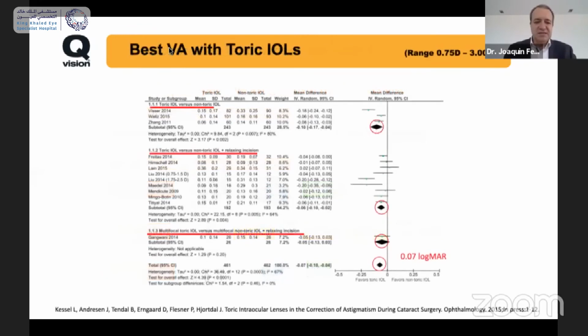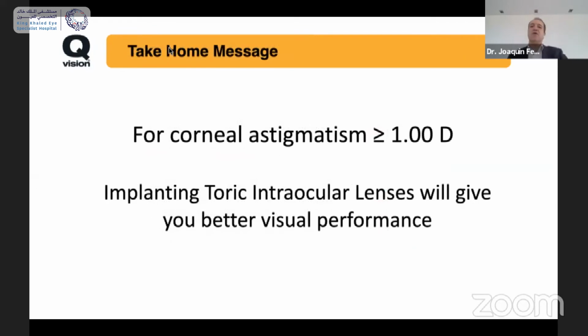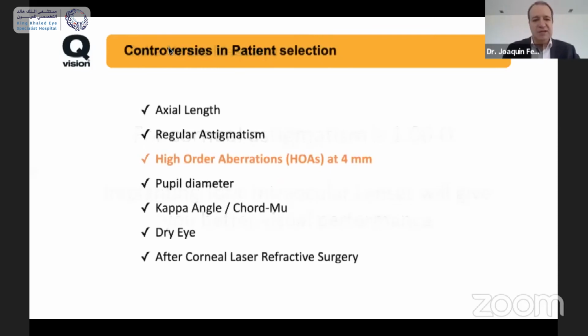Well, we can see this meta-analysis published in Ophthalmology comparing toric IOLs versus non-toric. As you can see in the forest plot, comparing toric IOL versus non-toric with relaxing incision, and multifocal toric IOL versus multifocal non-toric with relaxing incision, the performance is better when we use a toric IOL. There's no doubt about that with this meta-analysis. So for corneal astigmatism of 1 dioptry or more, it's better to use a toric intraocular lens. Overall, we are using multifocality.